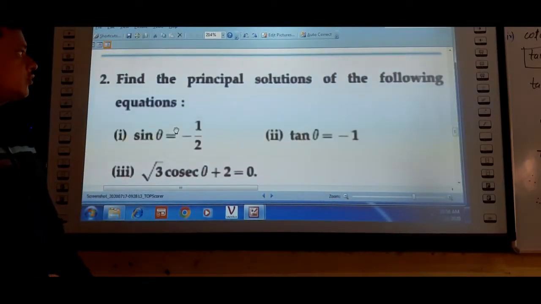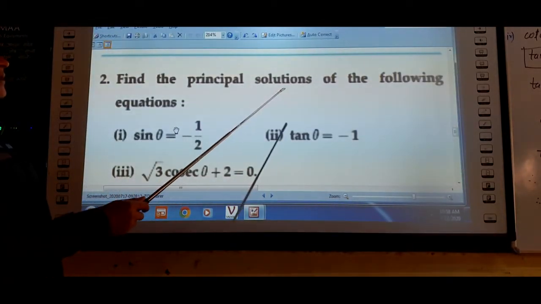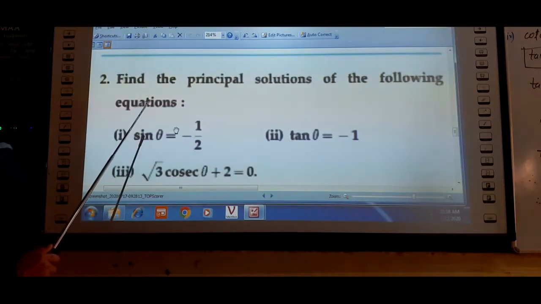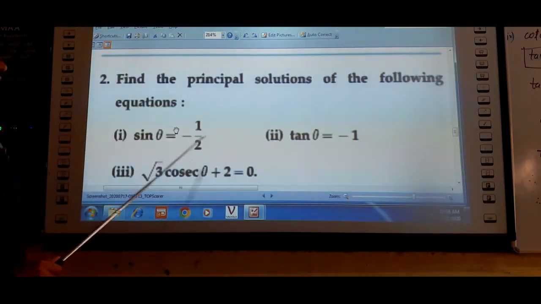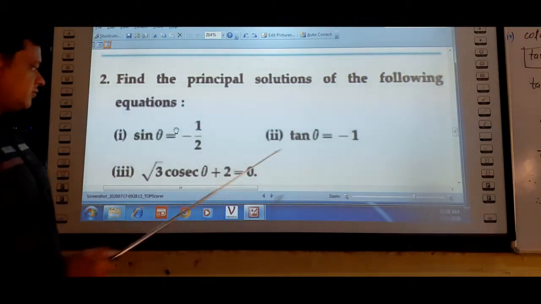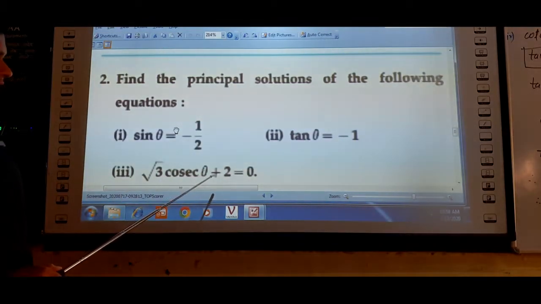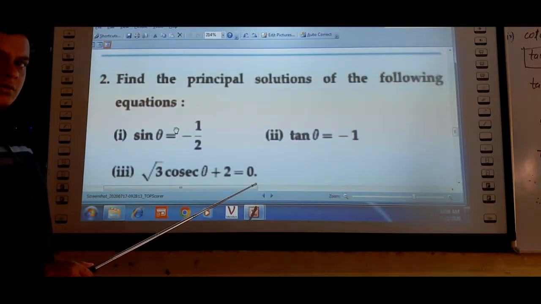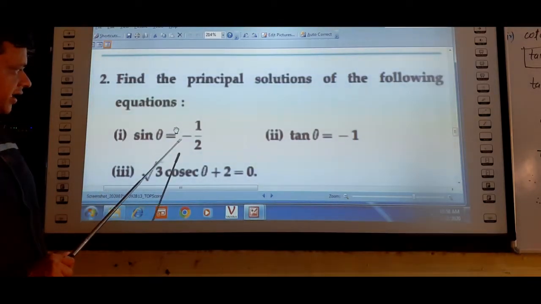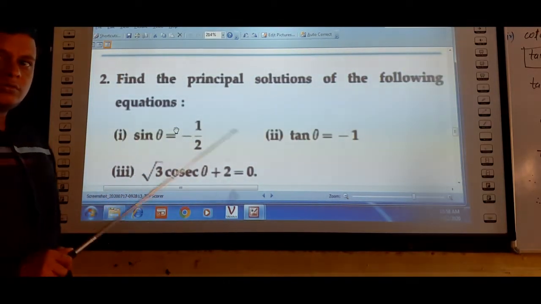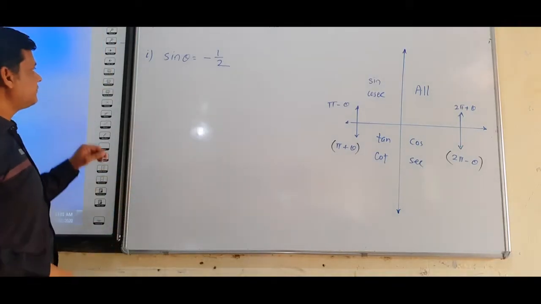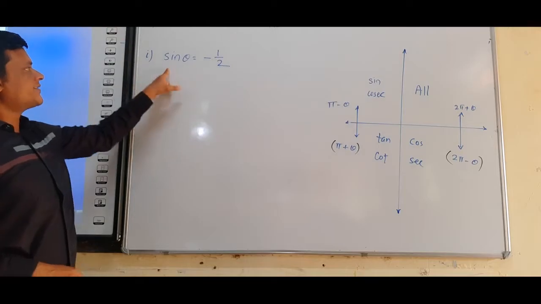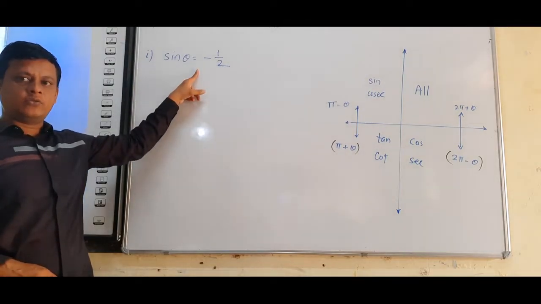Now see the next question. Find the principal solutions of the following equations. First is sin theta equals minus 1 by 2, then tan theta equals minus 1, or root 3 cosec theta plus 2 equals 0. In this, sin theta equals minus 1 by 2. So we see the first example from the second question. Sin theta equals minus 1 by 2.